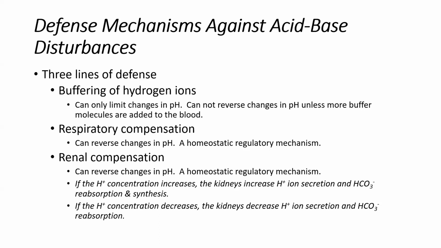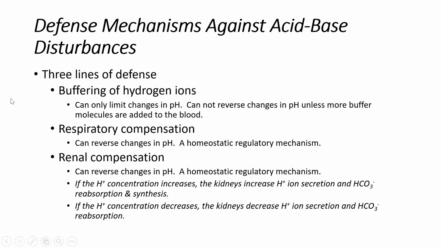Now, buffers can limit the change in pH, so they can prevent any changes in pH, but they do have their limitation. They cannot reverse existing changes in pH. So if you are actively in respiratory acidosis or in a metabolic alkalosis, a buffer is not going to help you. A buffer is going to prevent or limit a situation from getting worse. It's going to prevent excess changes in the blood pH, but it's not going to correct or reverse or compensate for any existing acid-base disturbances.